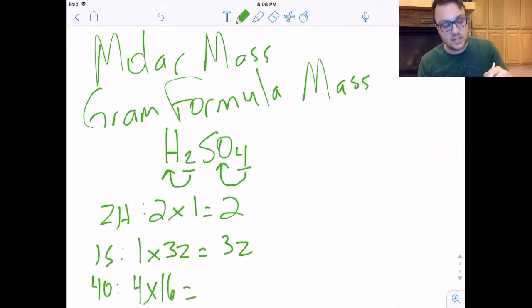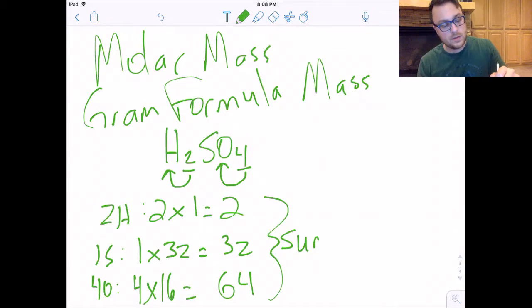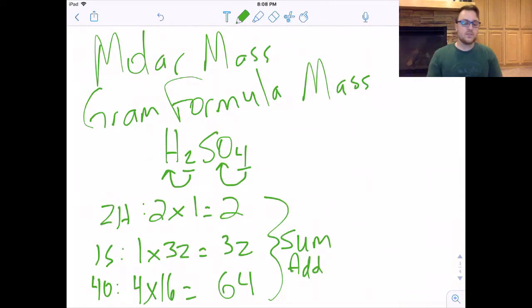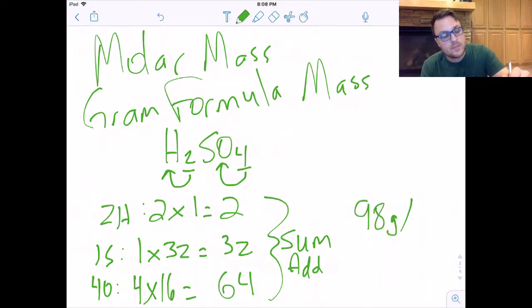Sum these all together, add them up. So 64 and 32 is 96. 96 plus 2 is 98. So this gram formula mass is 98 grams per 1, because there's a 1 in front of here, an imaginary 1, but it's there, per 1 mole of this compound.